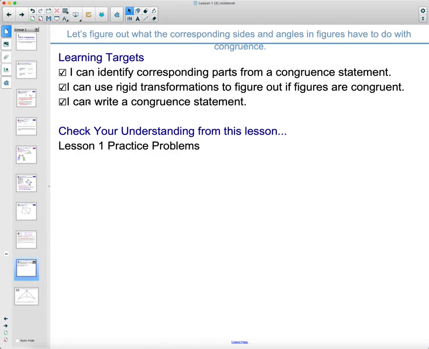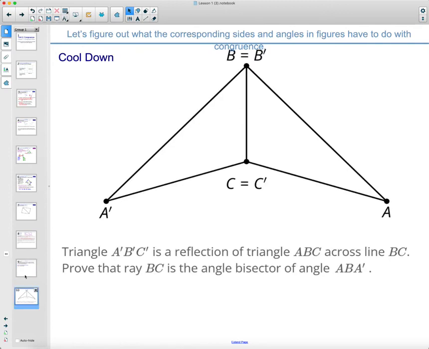All right, here's a list of learning targets that we did today. I can identify corresponding parts from a congruent statement, use rigid transformations to figure out if figures are congruent, and write a congruent statement. And then this would be a cool down from this lesson.